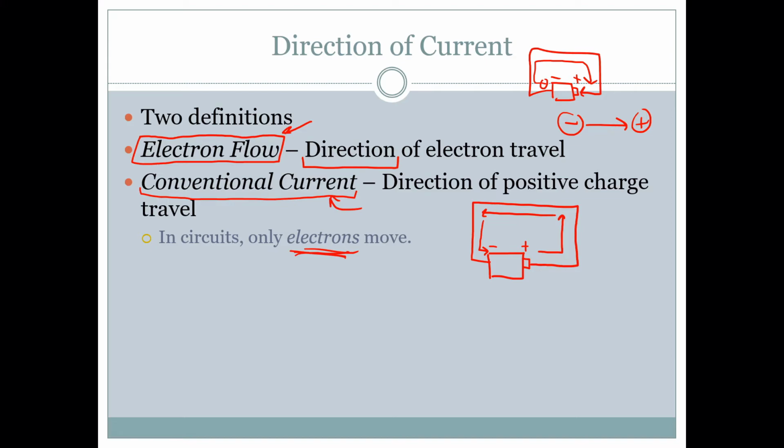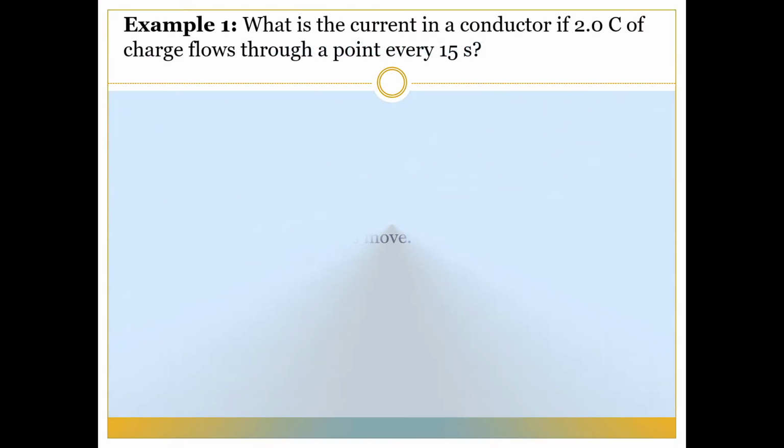All right, let's go through some examples of how to work with our new equations. Example 1: What is the current in the conductor if 2 coulombs of charge flows through a point every 15 seconds? This equation will use the fact that current is the amount of charge per second, or I guess I should use T for time. Okay, so we'll use T.